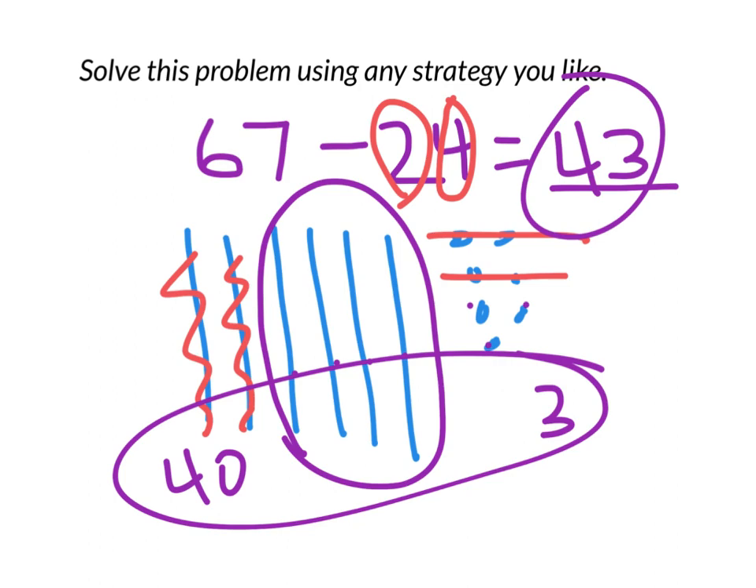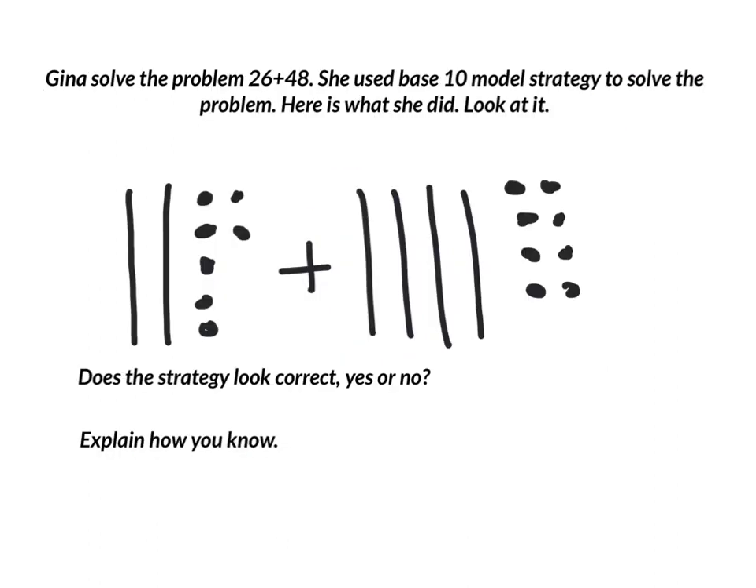Let's solve another problem. This is a problem that you really need to pay attention to. You're going to get a problem like this on your test, so let's look carefully at it. It says, Gina solved the problem 26 plus 48. She used a base 10 model strategy to solve the problem, and here's what she did. Let's see what she did.